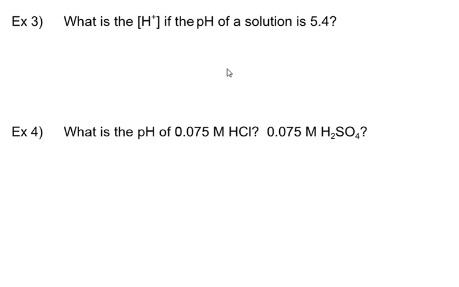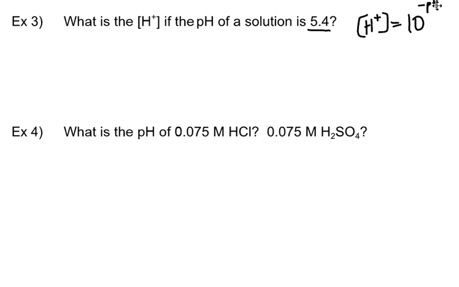All right. Question number 3 is a little bit different. You actually need another formula to answer this question. If you're taking math, you should be able to figure it out, but if not, I'm going to show it to you now. What is the hydrogen ion concentration if the pH of a solution is 5.4? Here I gave you the pH, and I'm trying to get you to find the concentration. In order to do that, your concentration of H+ is going to equal 10 to the negative pH.